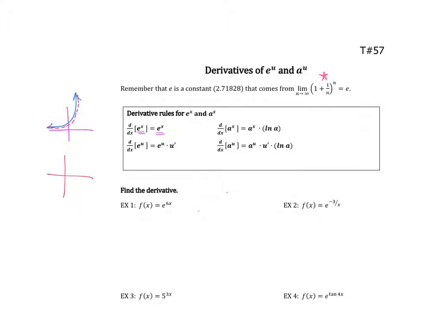So if I drew an f prime graph, okay, well, it's going to be close to 0, and then as I move on, it gets steeper and steeper and steeper. It kind of makes sense graphically that it's its own derivative, which is kind of a weird thing. So the derivative of e to the x is just e to the x. But what happens when this exponent is not just x?